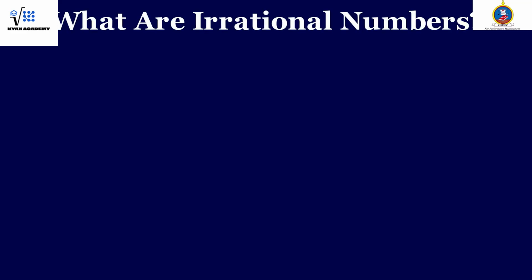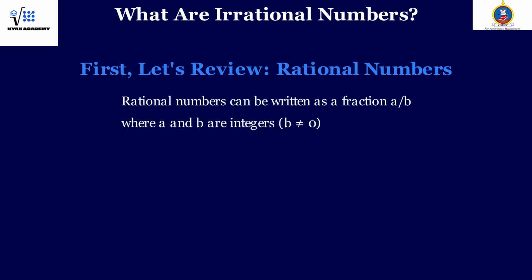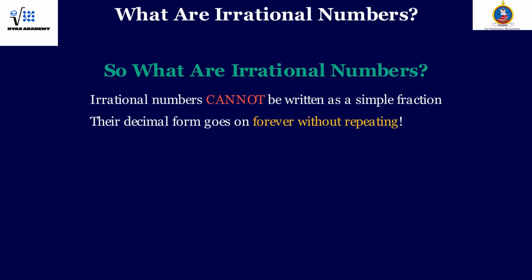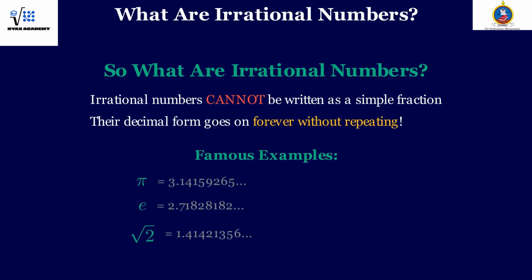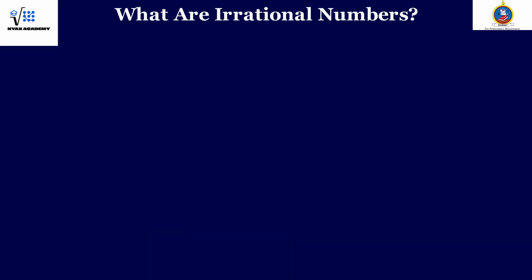We first have to review our knowledge on rational numbers and irrational numbers. Rational numbers are numbers that can be written as a fraction in the form of a over b, where a and b are integers and b cannot equal 0. On the other hand, irrational numbers cannot be expressed in this form, as their decimal form goes on forever without repeating. Famous examples of irrational numbers include pi, e, and the square root of 2. The square root of 2 is actually a good example of what a surd is.